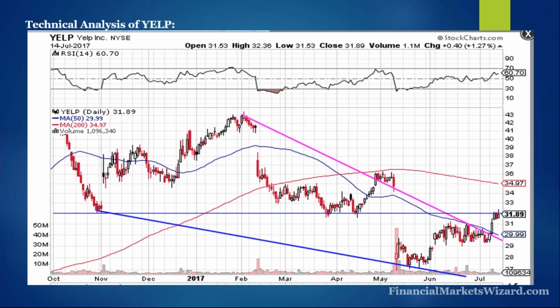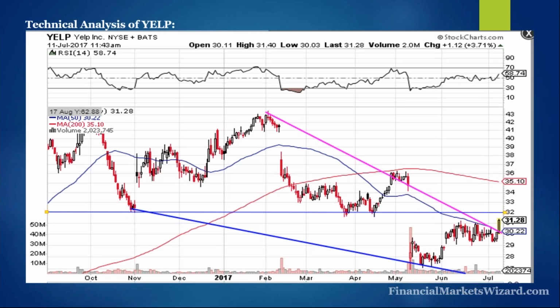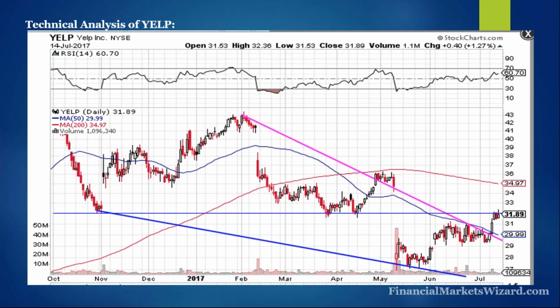The next is Yelp. You see it moved up to 32. Now it's just holding right at the line. Right now it's in a sideways move. Once it breaks, we'll go towards 35 and we capture that move. Look at this big gap, right? So I'm looking to exit here on the gap fill at 34.